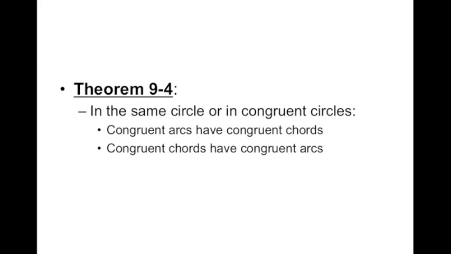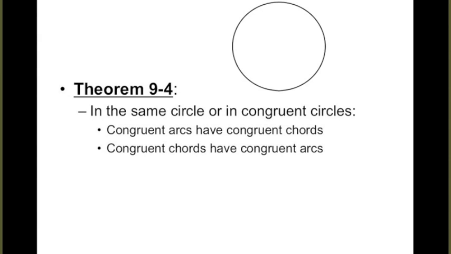So the first theorem says, in the same circle or in congruent circles, two circles that are the same size, congruent arcs have congruent chords and vice versa. So what that means is, within this circle, if I have two chords that are the same size, then the arcs across from them are the same size. So for example, if both of these chords have a length of 7, and let's say this arc has a measurement of 100 degrees, the other arc would also have to have a measurement of 100 degrees.